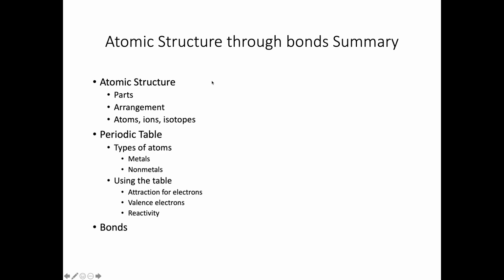All right, so this is just really quickly what you should get from all of these slides. Atomic structure, you should know the parts of the atom, which is the masses, charges, and locations. The arrangement, that's the locations. You should understand the difference between atoms, ions, and isotopes. From the periodic table, you should be able to identify metals and nonmetals. Using the table, you should be able to know how many valence electrons there are. The attraction for electrons, meaning here's a pair of atoms, what has a stronger attraction for electrons, and how does that affect reactivity? 2 metals, what's more reactive? 2 nonmetals, what's more reactive? And then we just finished talking about chemical bonds.